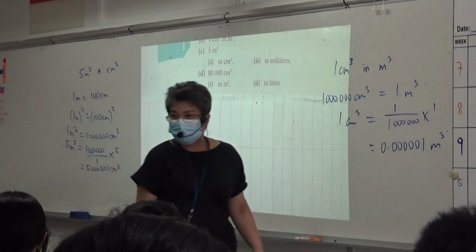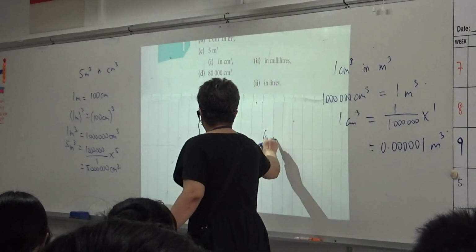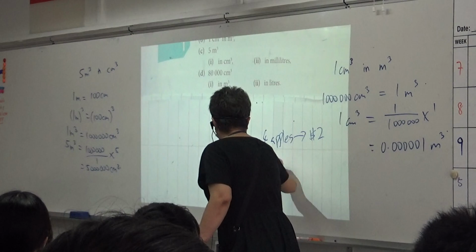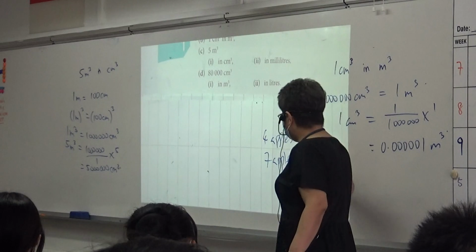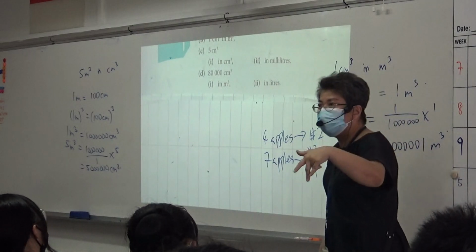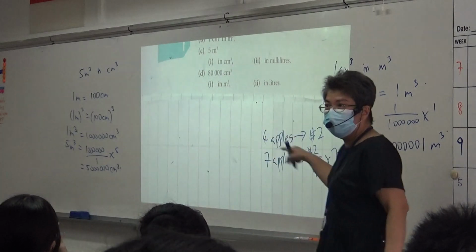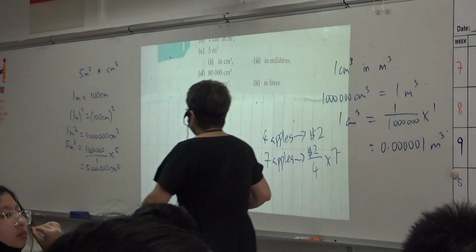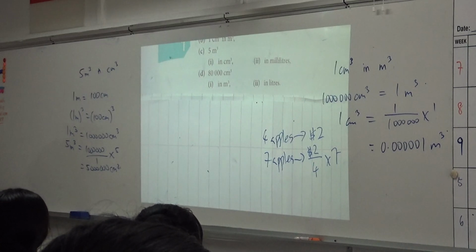Let me see. Yes or no? Okay, now how do I use this method? Remember this one? I showed you many times. Let's say 2 over 4 times 7. How do I get 7 apples? What does 2 over 4 give? So this one is 5 million cm cube.